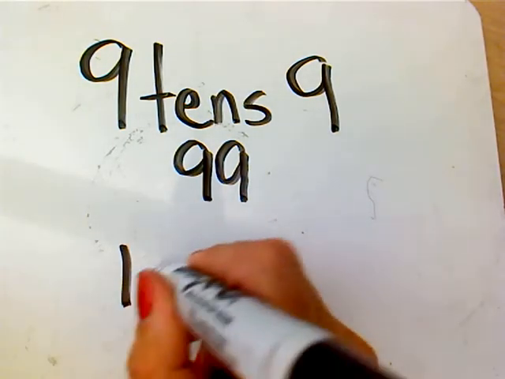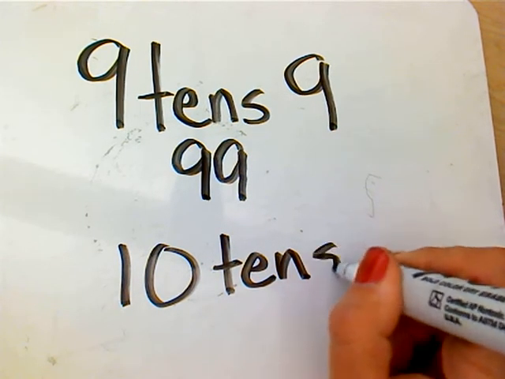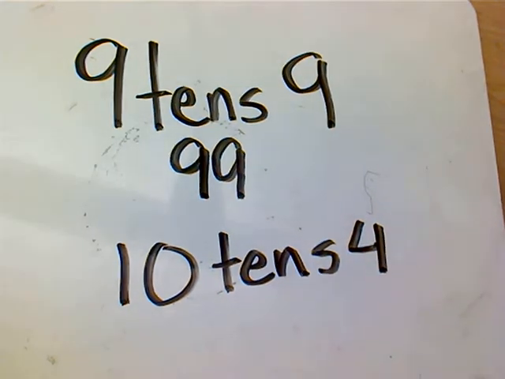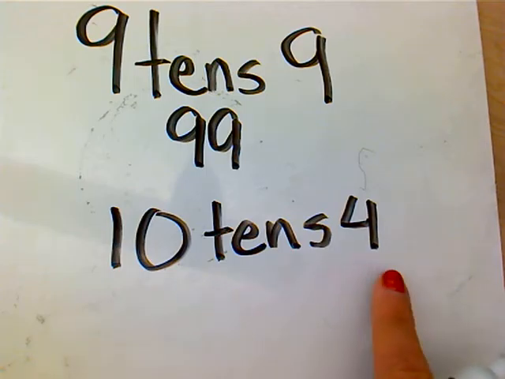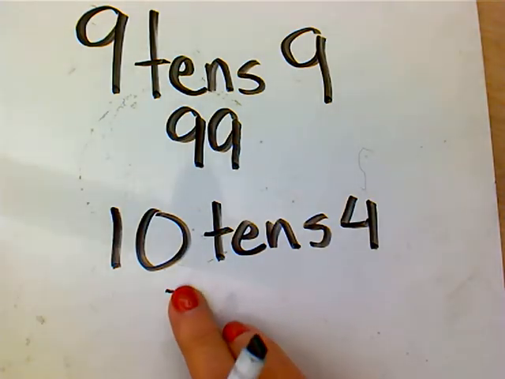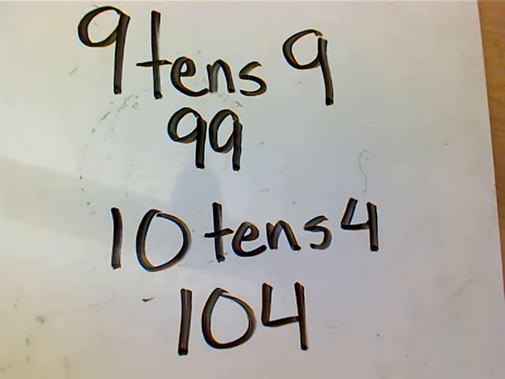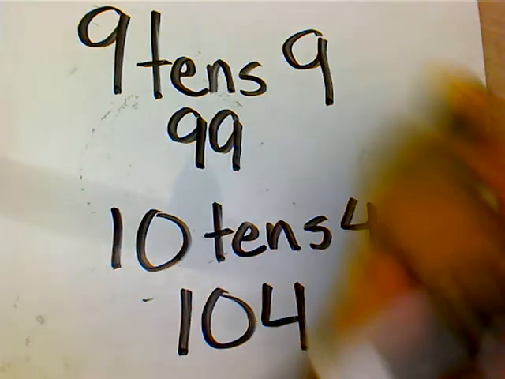What if I said 10 tens? Boy, this is what we did last week. 10 tens 4. Would you know what that one was? If I had 10 tens and 4 ones, what would that be? 10 tens 4. Did you say, on the count of 3, 1, 2, and 3, 104? You would be exactly correct.